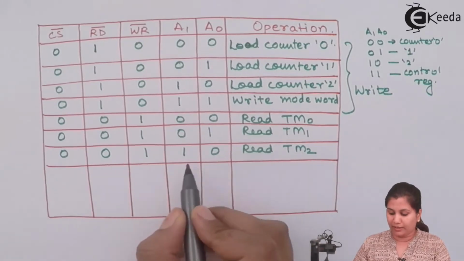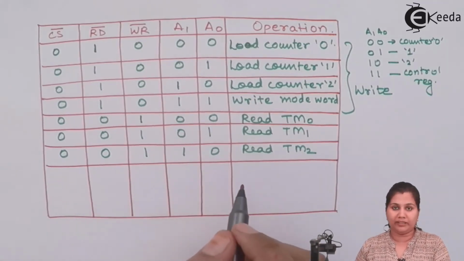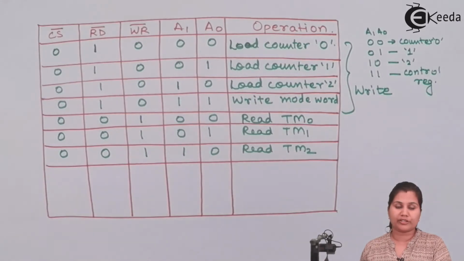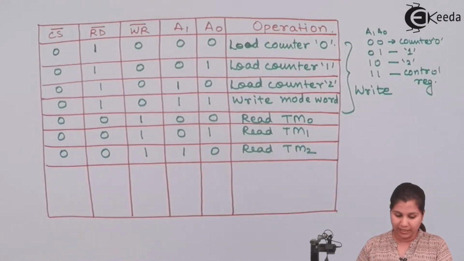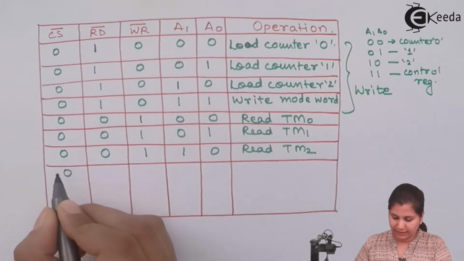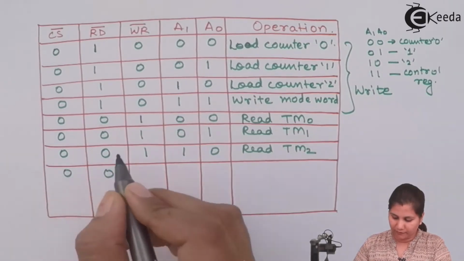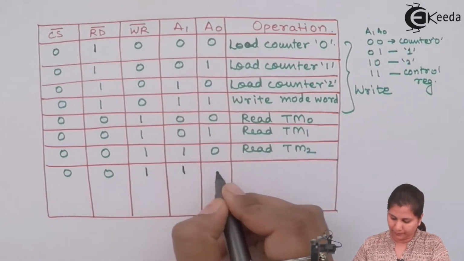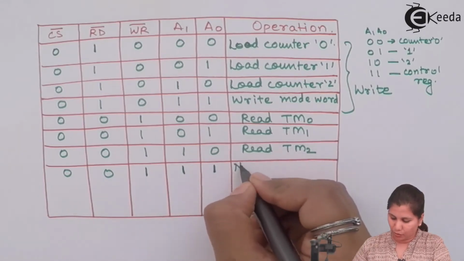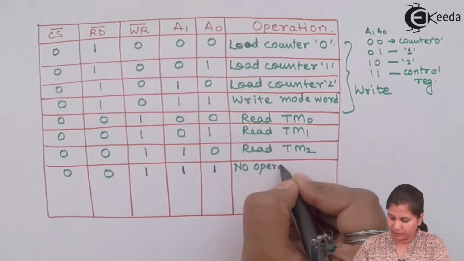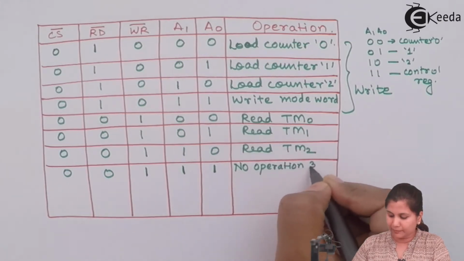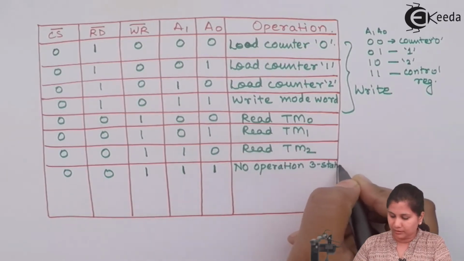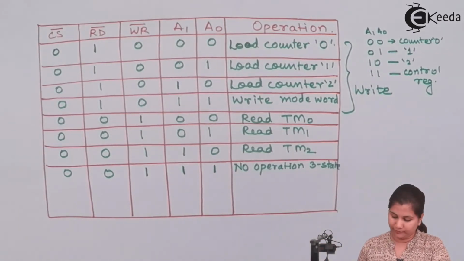Now if it is 1 1, then the control register will not be read, because for the control register no read operation is associated with it. So 1 1 will have no function, no operation will be there. Then if the value of CS is 0, read signal is 1, and write is 1, so 1 1. Okay, so we can say that no operation is performed, and the data bus buffer will be in the high impedance state.